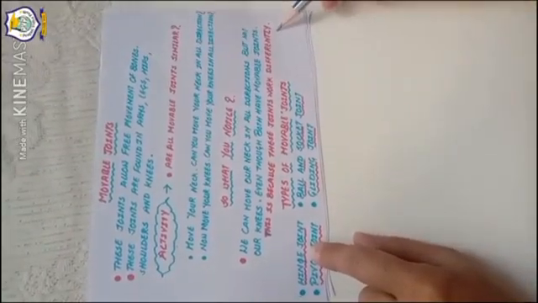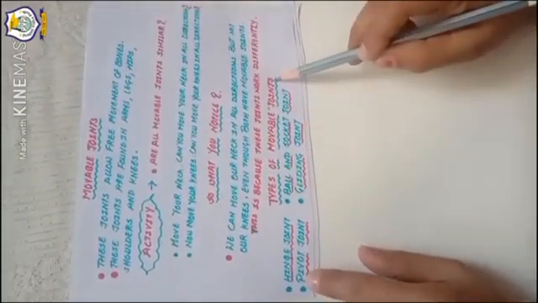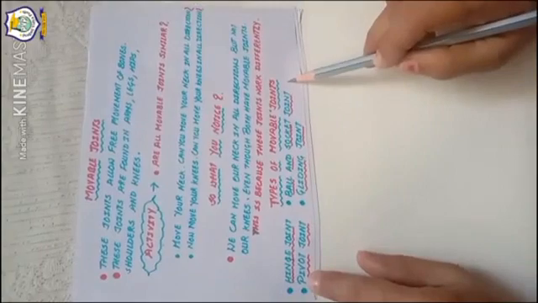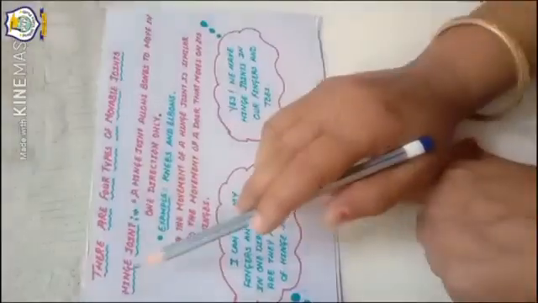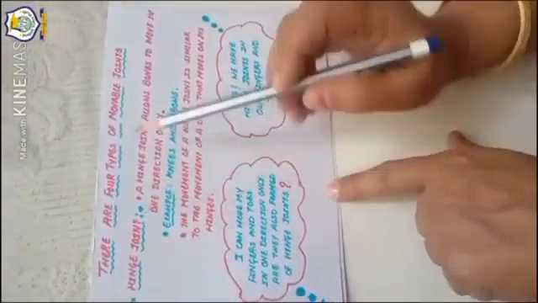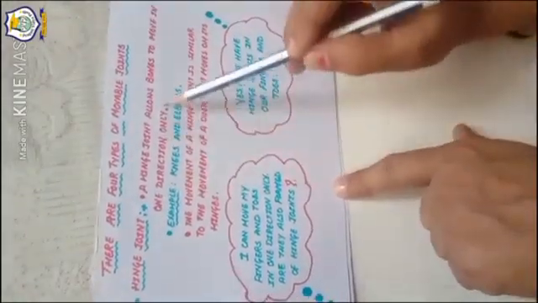Clear to you? Now we have studied about the types of movable joints. There are 4 types of movable joints: hinge joint, ball and socket joint, pivot joint and gliding joint. First, hinge joint. A hinge joint allows bones to move in one direction only.